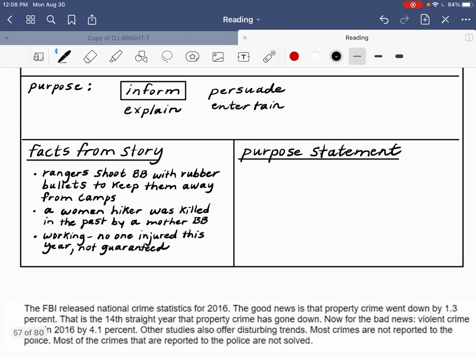So all of this comes from what I read. This is from the story. I'm just pulling these details out, writing them in here as I understand them. I know that the author's reason for writing this passage is to tell me information. It is to inform me of information.